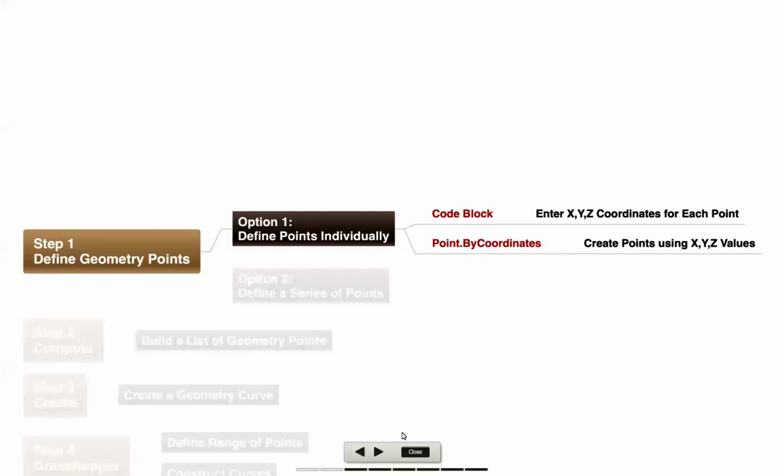As our first step, let's start by defining some geometry points. We can define those points individually using a code block to just enter some values, and then the Point by Coordinates node to actually create the points.